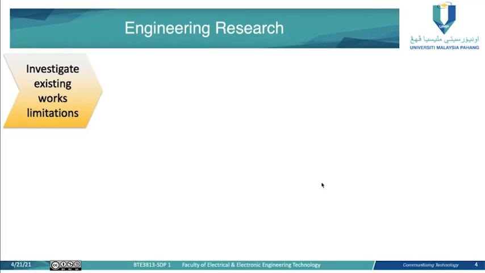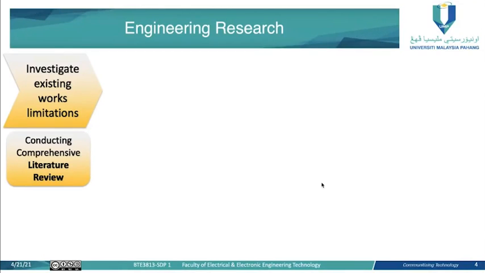Then we are going to read these works, summarize them, and come out with some of their limitations and constraints. This can be done by conducting a comprehensive literature review. When you say comprehensive literature review, that means it's not just reading one paper, it's not reading two papers, it's not reading five papers.